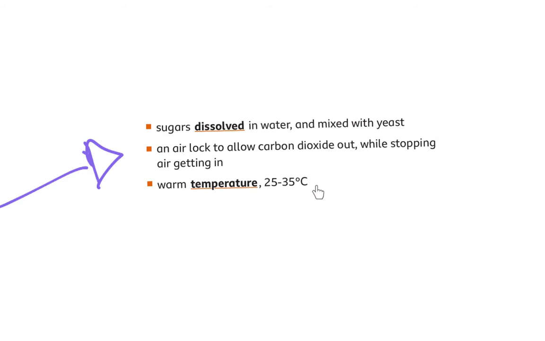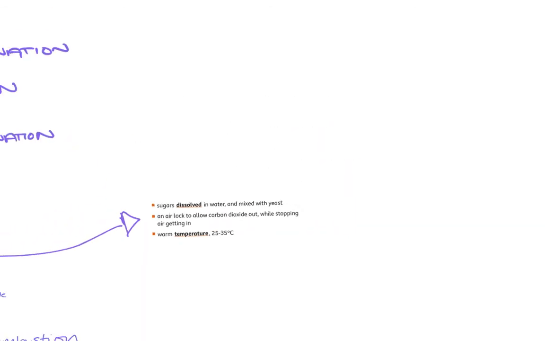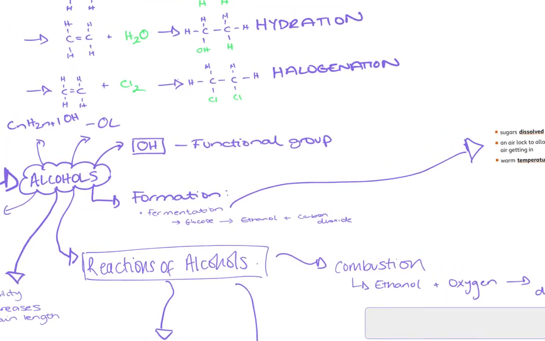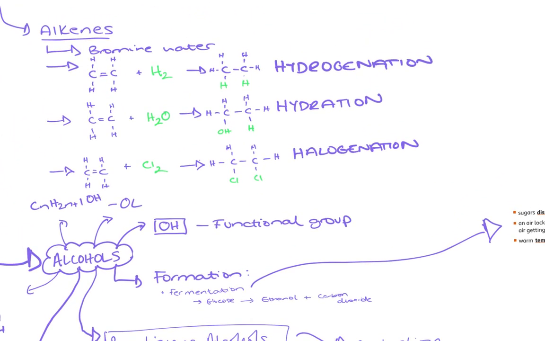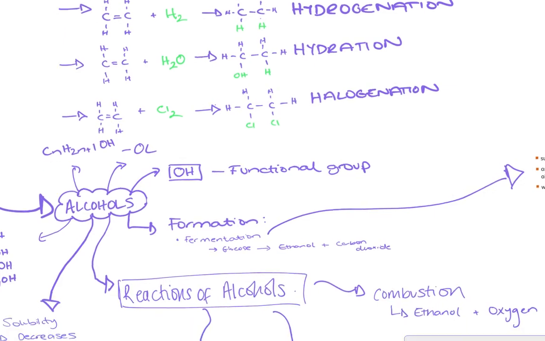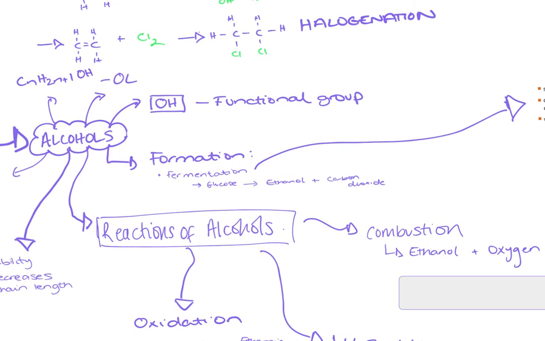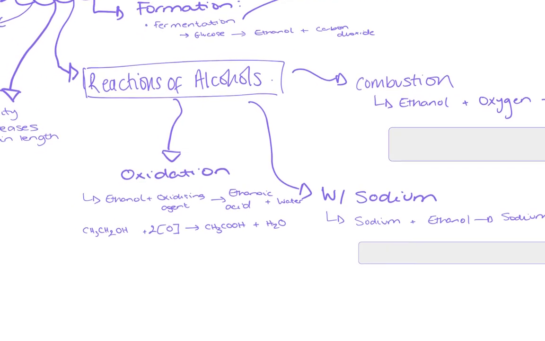And lastly, you want a warm temperature. Yeast is a microorganism, it is a fungus, it is alive. And so you want a warm temperature so the enzymes within that yeast can work adequately and at an optimum level. So that is fermentation. That's how we form bioethanol. And obviously, we looked earlier, we could see that hydration is another method of making ethanol, or any alcohol, I should say. Now, the next thing we need to look at is the reactions of alcohols.